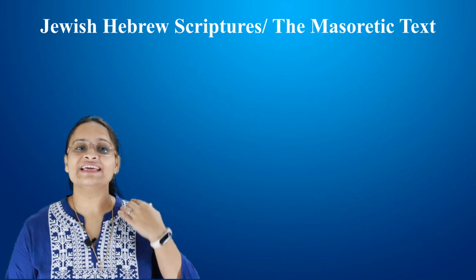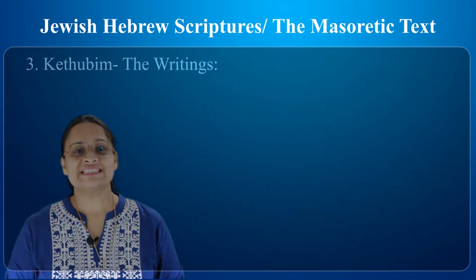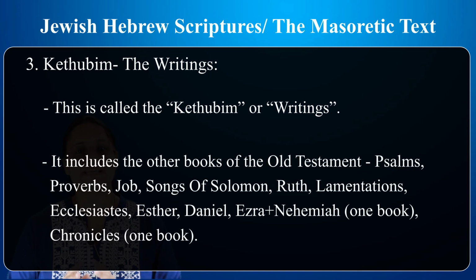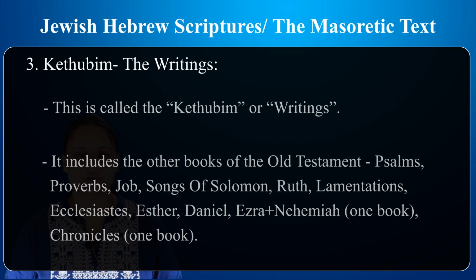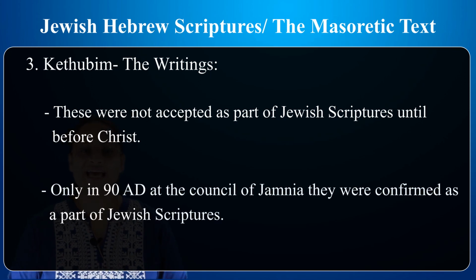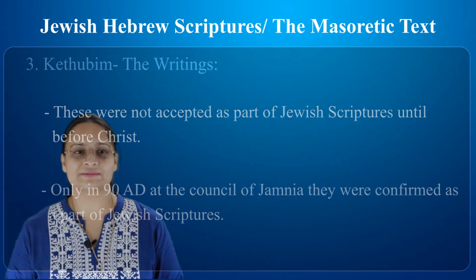The third section is the section of writings. This is called Ketubim or the sacred writings. It includes the other books of the Old Testament like the Psalms, Proverbs, Job, Song of Solomon, Ruth, Lamentations, Ecclesiastes, Esther, Daniel, Ezra and Nehemiah as one book, and Chronicles as one book. These were not accepted as a part of Jewish scriptures until before Christ. Only in 90 AD at the Council of Jamnia they were confirmed as a part of Jewish scriptures.